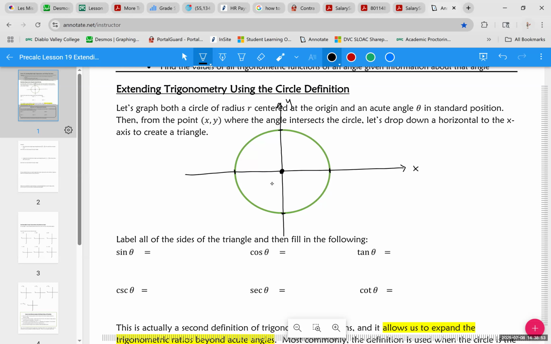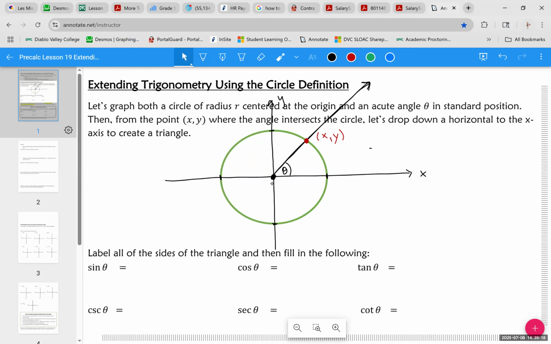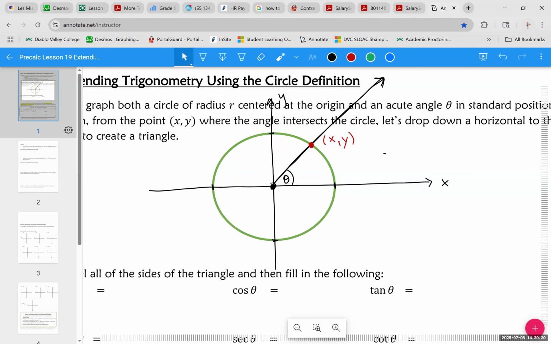Okay. And then what we're going to do is draw that angle, theta, in standard position. If this is the terminal ray of the angle, right here, it's in standard position. You can see that it intersects the circle at some point. So we're just going to call that point x, comma, y. We'll just call its coordinates. Let me zoom in just a little here. x, y.